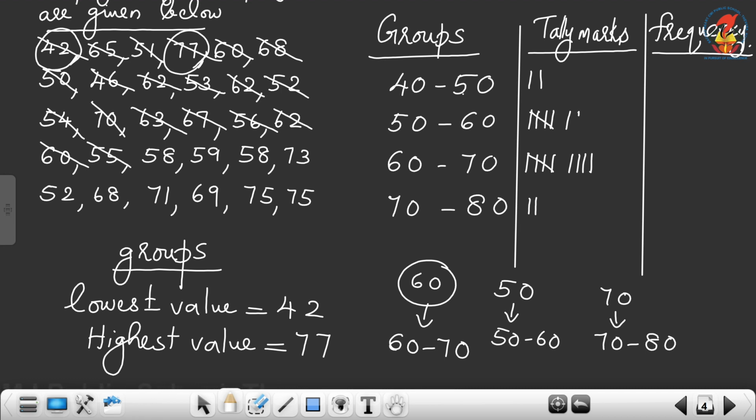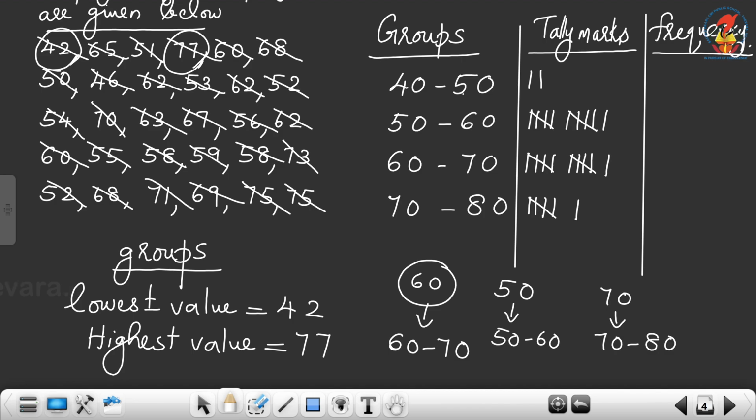Then 55, 58, 59, then again 58, 73, 52, 68, 71, 69, 75, 75.